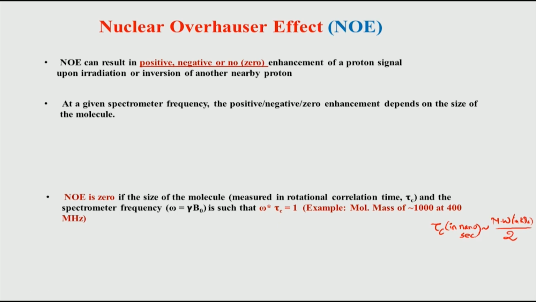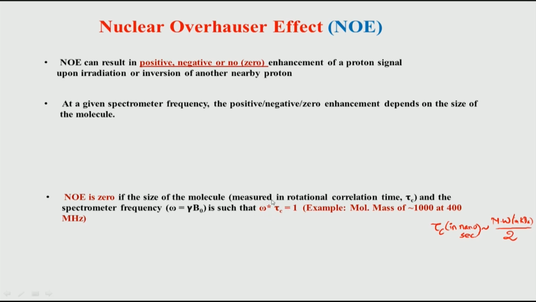Okay. So it is very important to keep in mind what kind of spectrometer you are working at and what kind of molecules you are looking at, because by accident this may come close to 1. Remember, it does not have to be exactly 1, it can be nearly 1. Let us say plus or minus 10 or 20% will also result in no NOE effect, and you will not be able to get any distance information for this molecule.